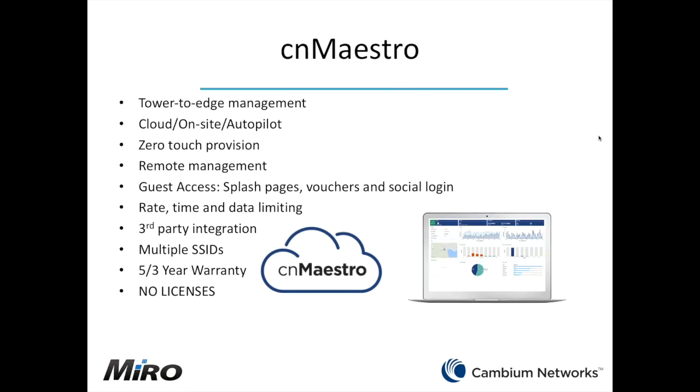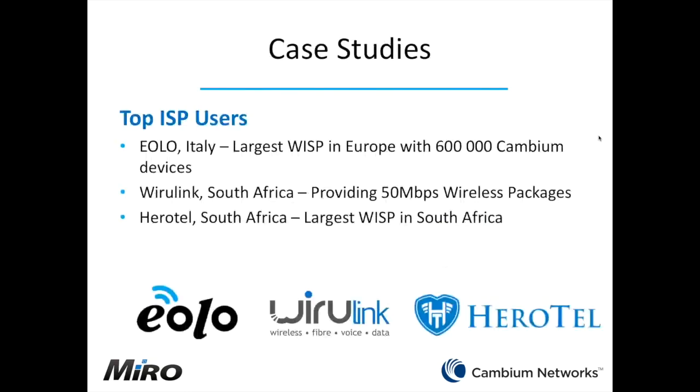So 5 years standard warranty across the board on all indoor equipment, and then 3-year warranty across the board on all outdoor Wi-Fi and outdoor wireless point-to-multipoint and point-to-point solutions. So that covers ePMP as well. And then last but not least, guys, no licensing. Those annual fees that come to bite you are not a reality when you're working with Cambium Networks.